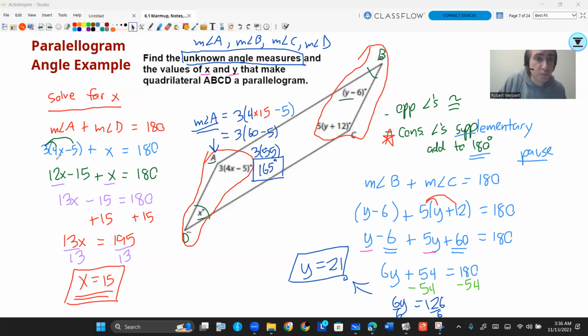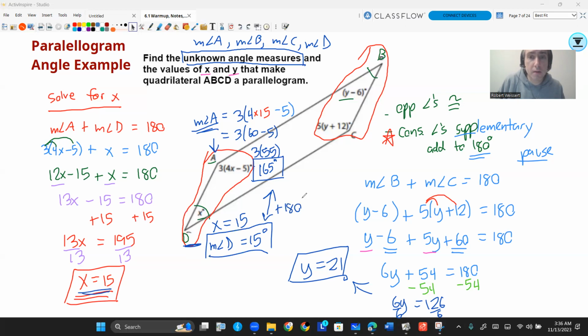For instance, I know these two add to 180, so I could simply say angle D is going to be 180 minus 165. But if you notice, x is 15, and the measure of angle D is just x. So the measure of angle D will just be 15 degrees. And what do you notice? Those two add to 180. So consecutive angles are supplementary.